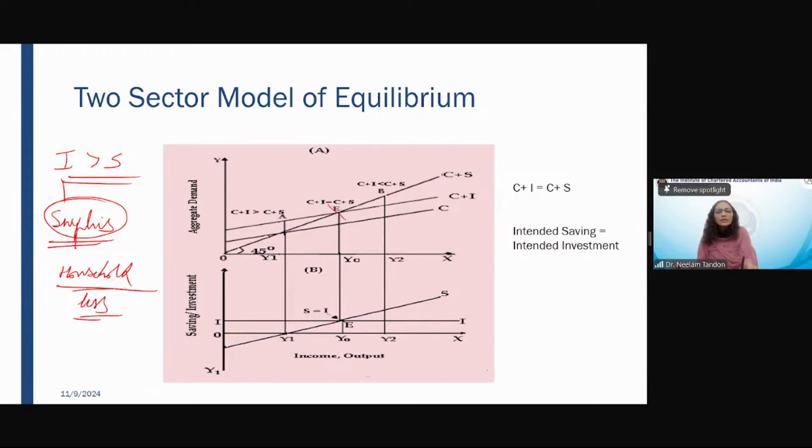And that is why you see here, aggregate supply is more than aggregate demand. Since corporate have produced more, they will not go for further production, because if they produce further, they will have more inventories piled up.